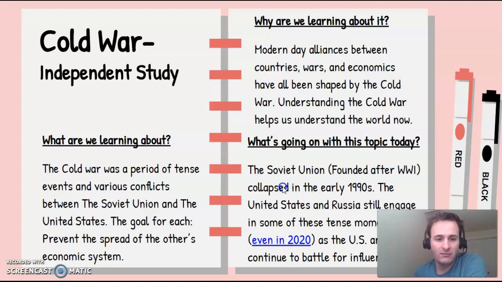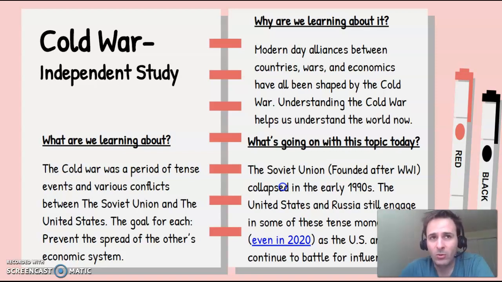So, to get started, for the Cold War independent study that we're doing, we want to give you a brief summary of what we're learning about, the stuff that's covered in the lessons. The Cold War was a period of tense events and various conflicts between the Soviet Union and the United States. They were both really trying to prevent the spread of the other's economic system. The big ones being the differences between capitalism and communism.